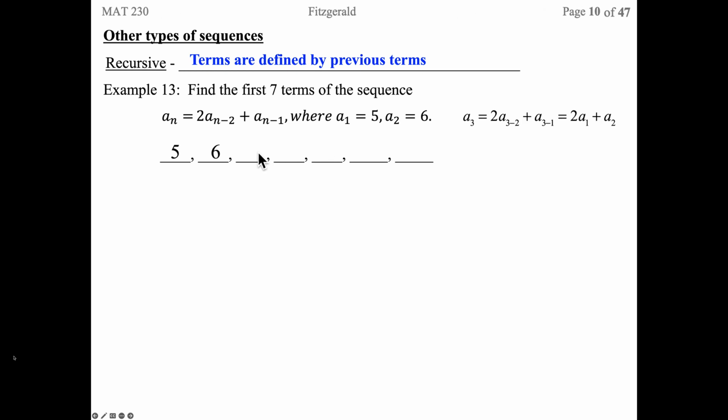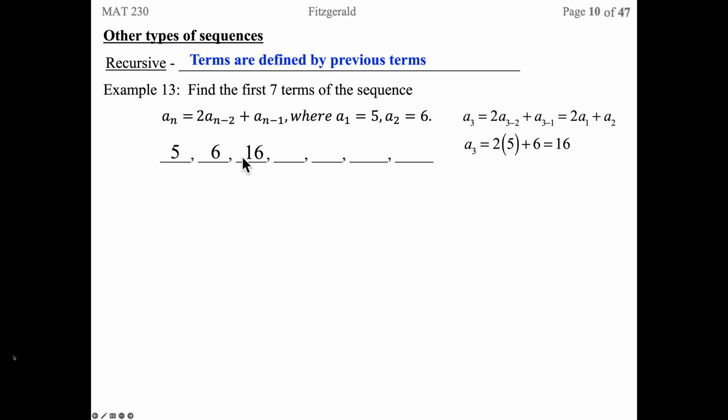So to find the third term, that means n is 3. So we're looking for a sub 3, which is now 2 times a sub 3 minus 2, which will be a sub 1, plus a sub 3 minus 1, which will be a sub 2. So bring in the 5, that's the first term, bring in the second term, crunch the numbers, 2 times 5 plus 6 is 16. There's the third term.